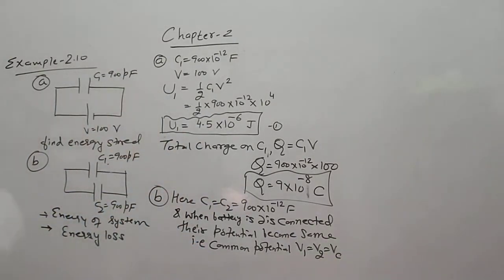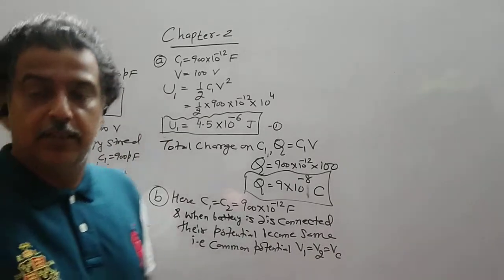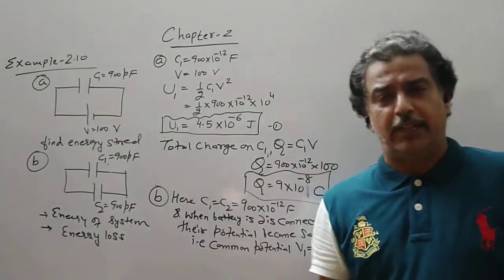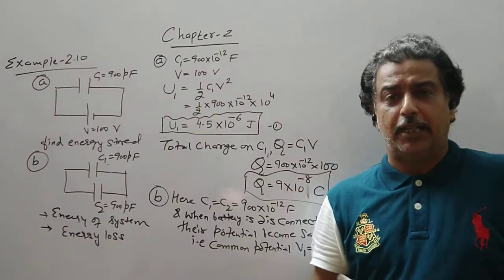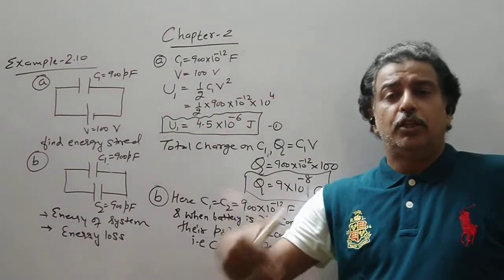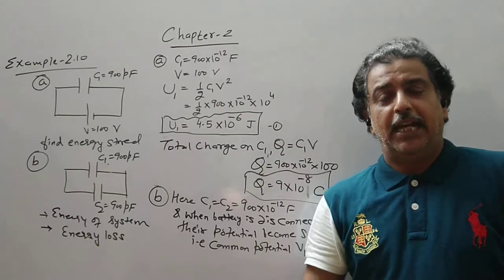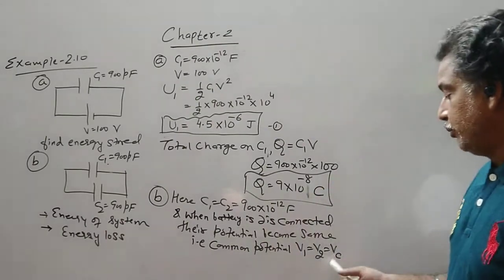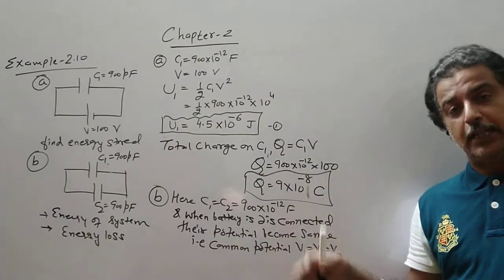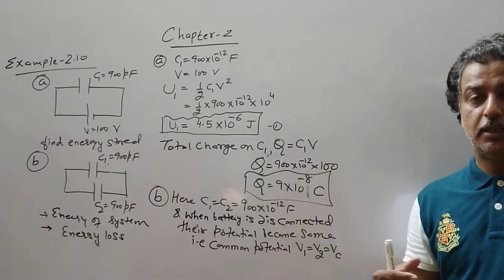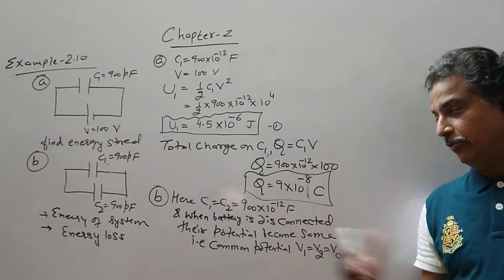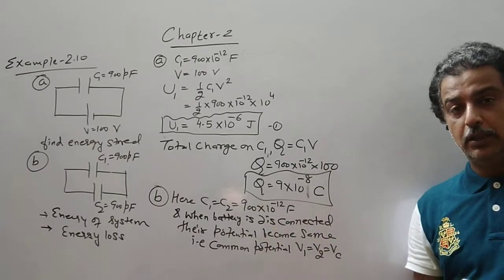We will also derive the formula for common potential. That is not required in this situation because the charge is equally divided. We want to find out the energy. I can use the concept of energy, Q square by C, and if I have to find out the common potential, that can also be used. For the time being, we will do the two methods here.